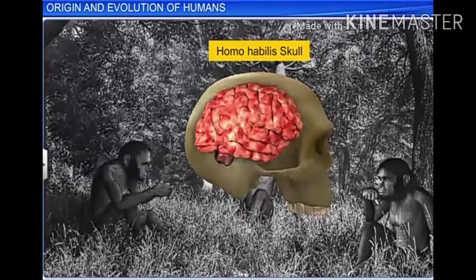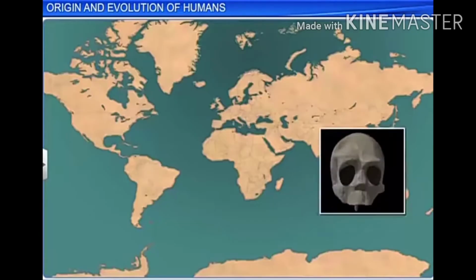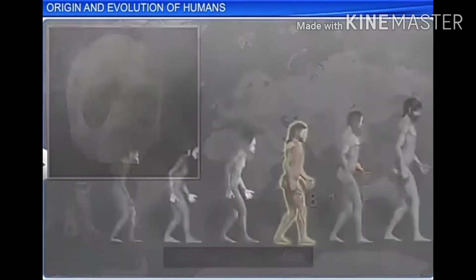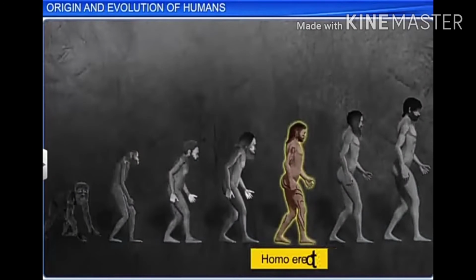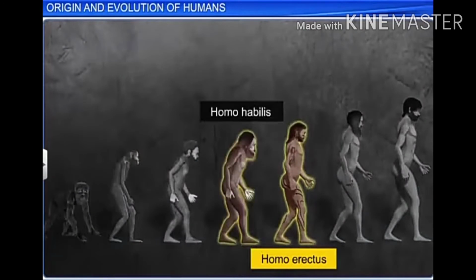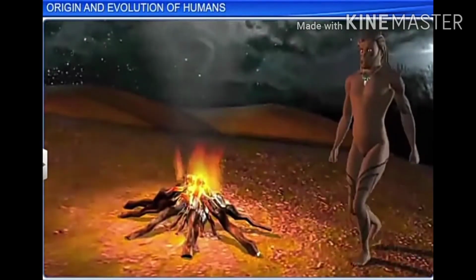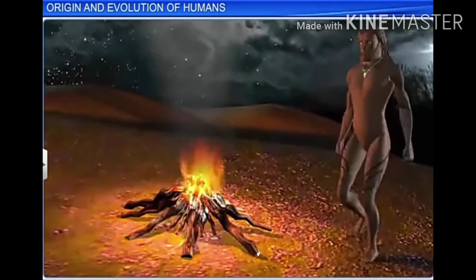The next stage of evolution can be traced from fossils found in Java in 1891. These fossils are that of Homo erectus, which had probably evolved from Homo habilis. Homo erectus were human beings of medium stature who walked upright, and lived around 1.5 million years ago.